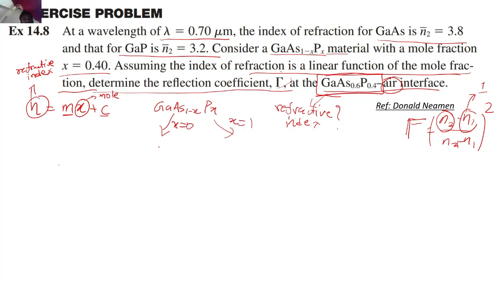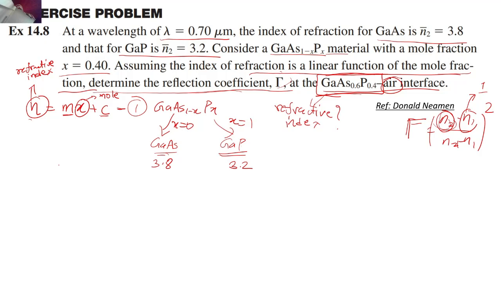After putting x equal to 0, we got gallium arsenide. And after putting x equal to 1, we got gallium phosphide, right? The refractive indices of these materials have been given to me: 3.8 for gallium arsenide, and 3.2 for gallium phosphide. Because they asked me for the reflection coefficient, I had to find the refractive index of this compound. They said to assume the refractive index as a linear function of the mole fraction, so I wrote this condition. Let's denote this as equation A.